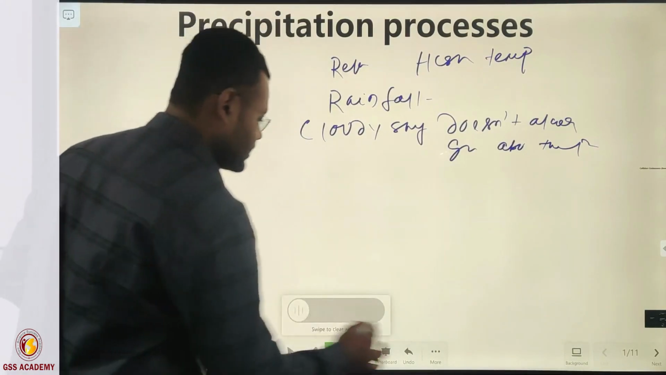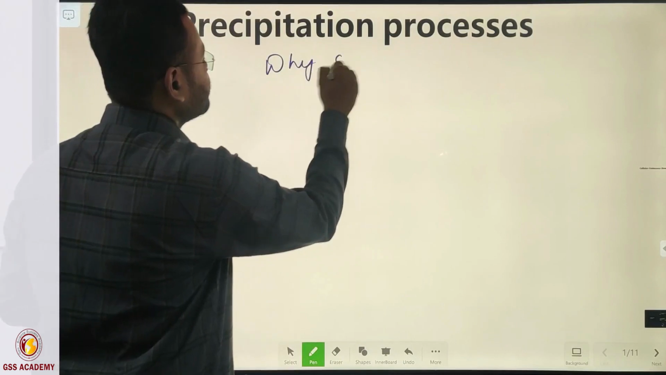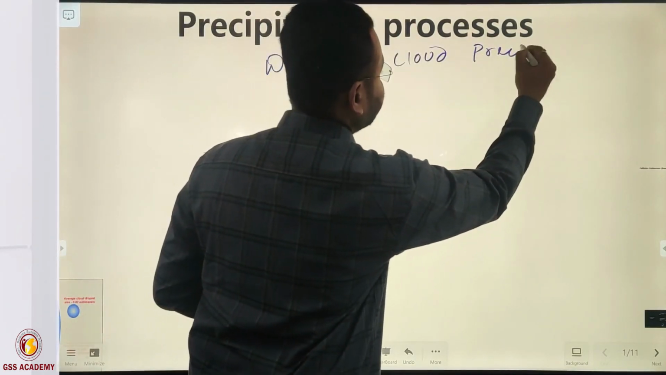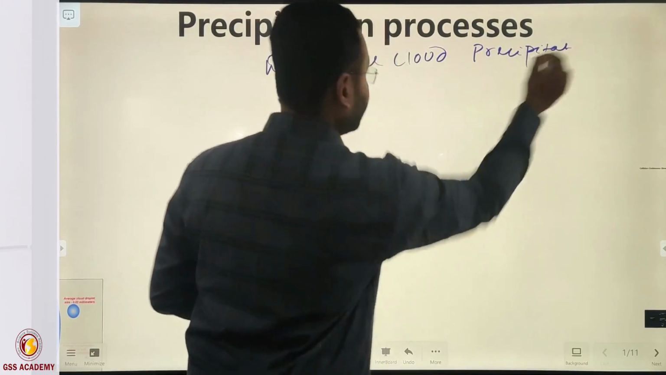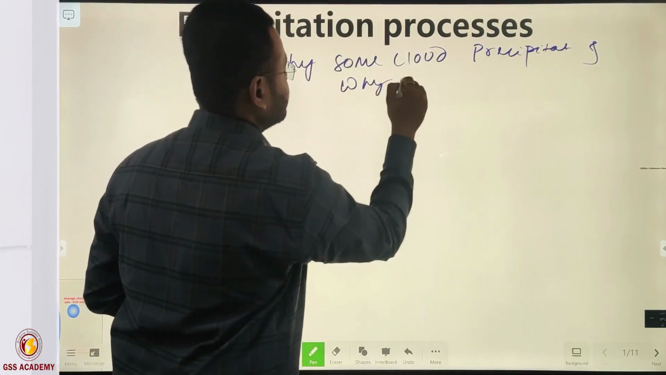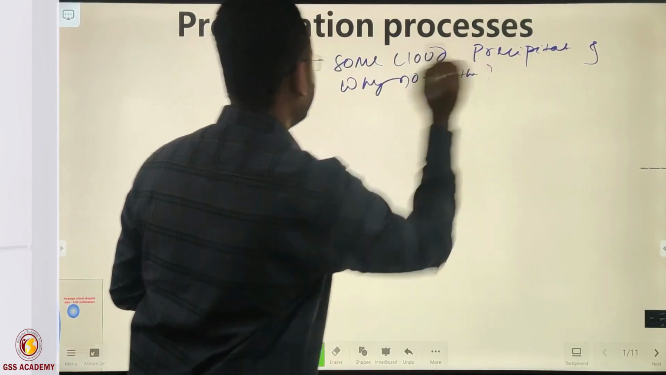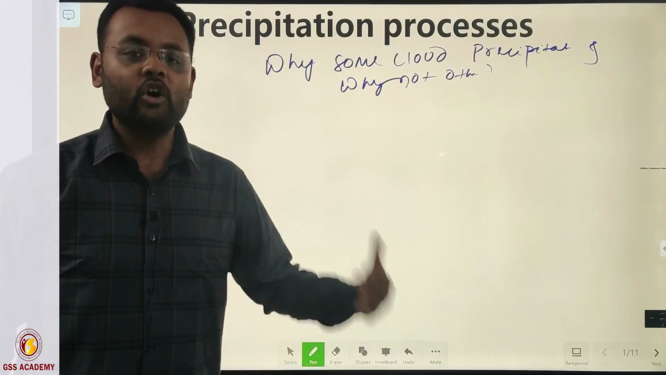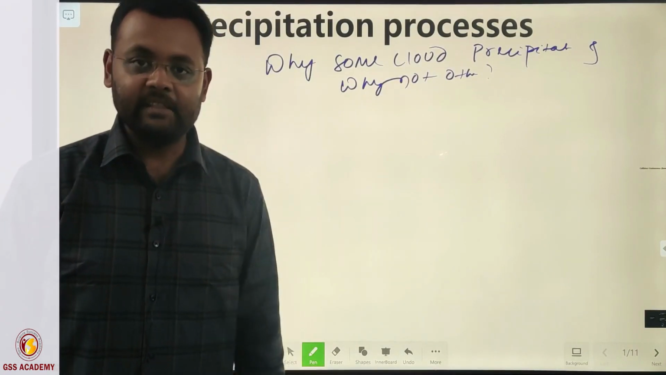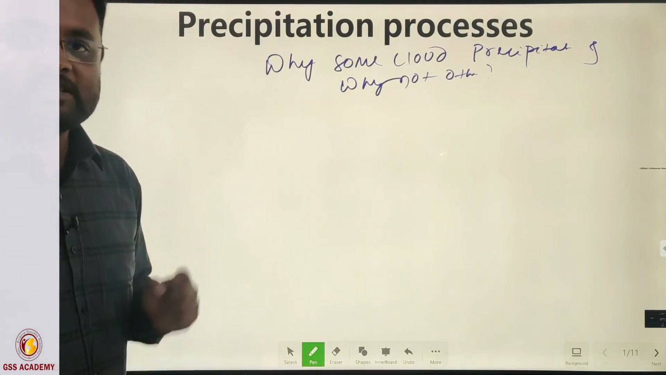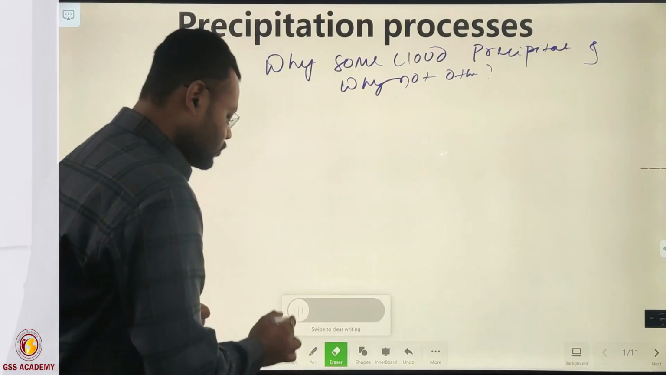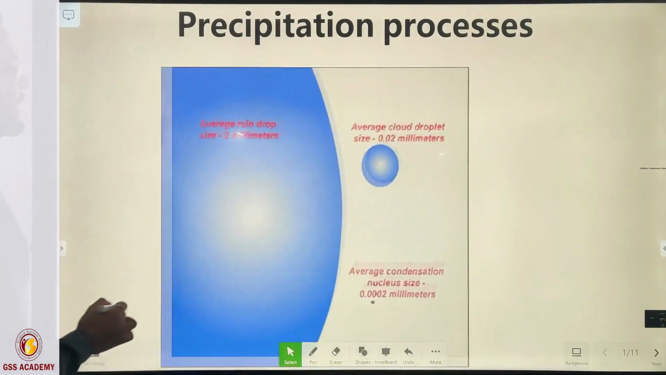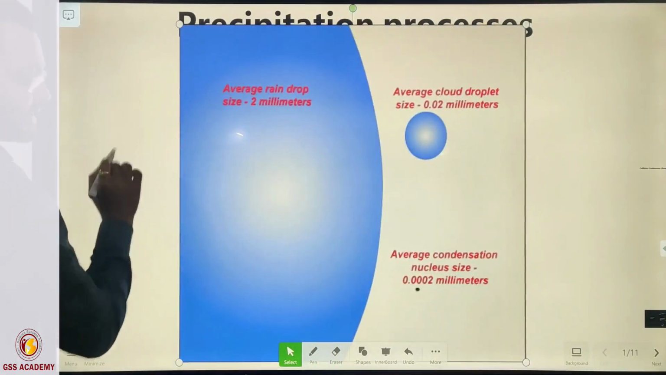Therefore, the question comes, why do some clouds precipitate and why not others? Why only some clouds initiate the precipitation and why not other clouds can initiate the rainfall process? Now, in order to get the answer for this particular question, we need to look into the average size of the rain droplet as well as that of the cloud droplet.